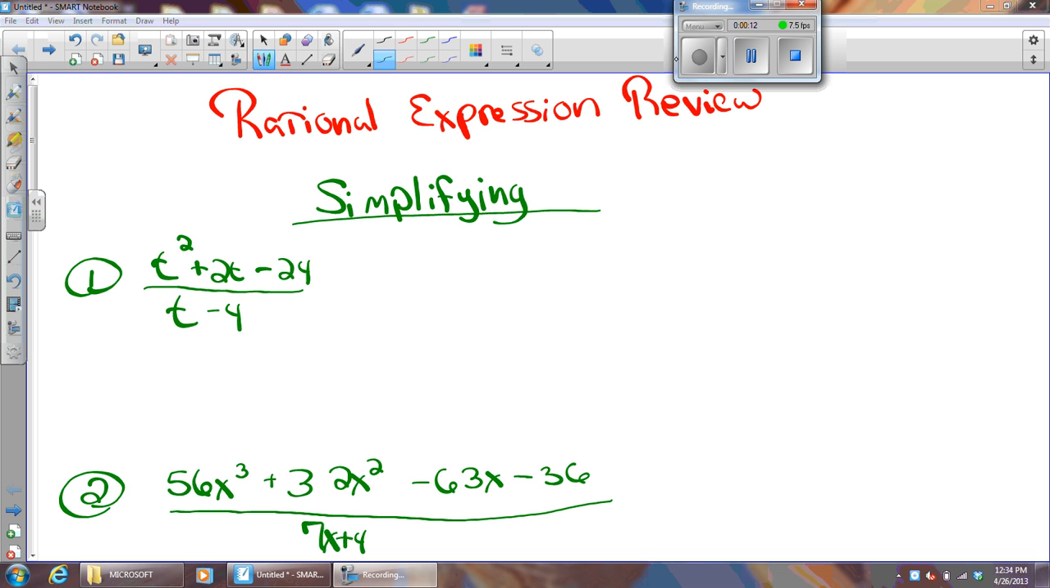Remember that Wednesday you're having a quest, bigger than a quiz, smaller than a test. All right, we're going to review simplifying rational expressions.